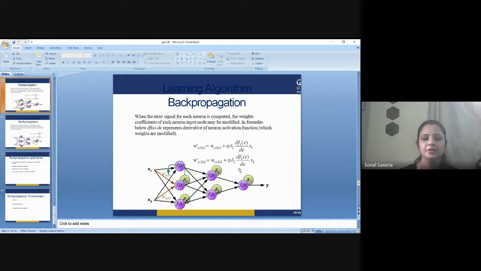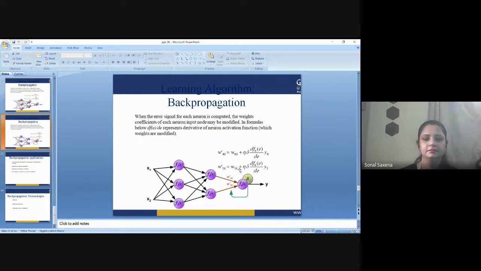See how we have calculated it. So it is given for all the input and output that you are seeing. See here, this is again for W46 and W56. This is how we are calculating. Just see the diagram, concentrate on the diagram.